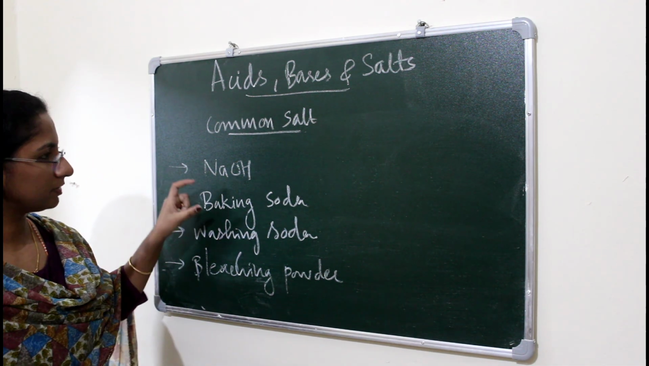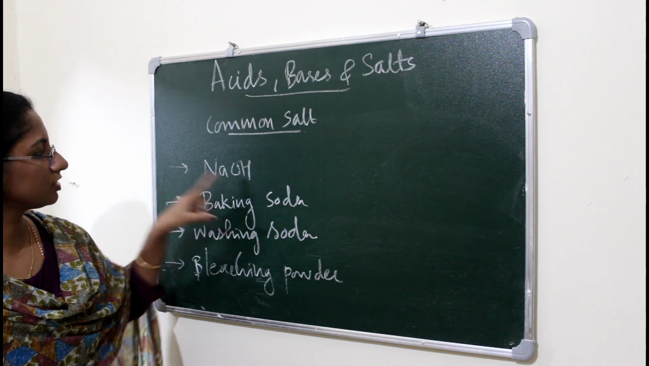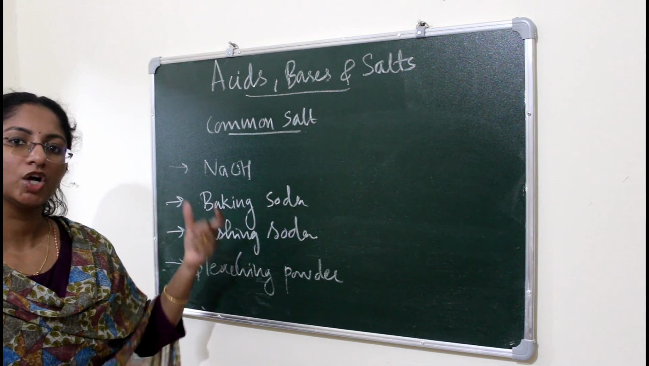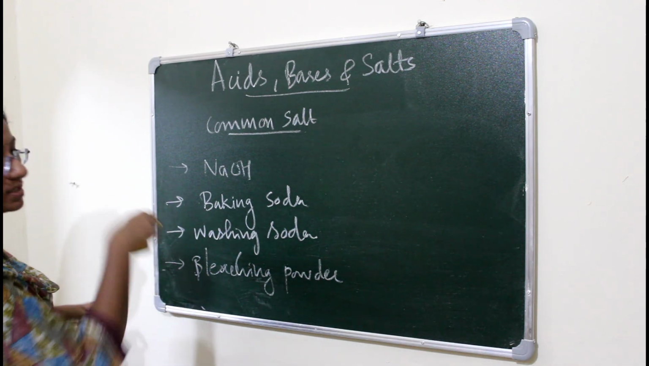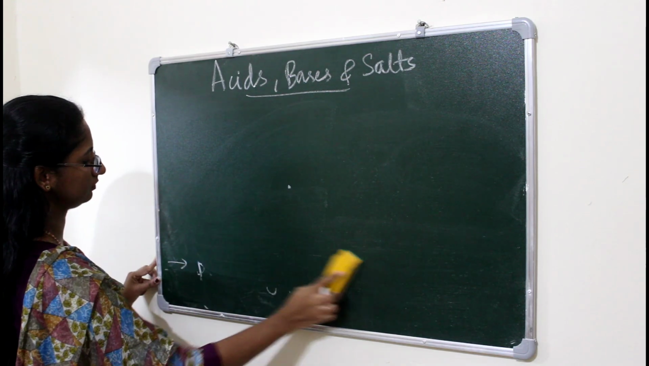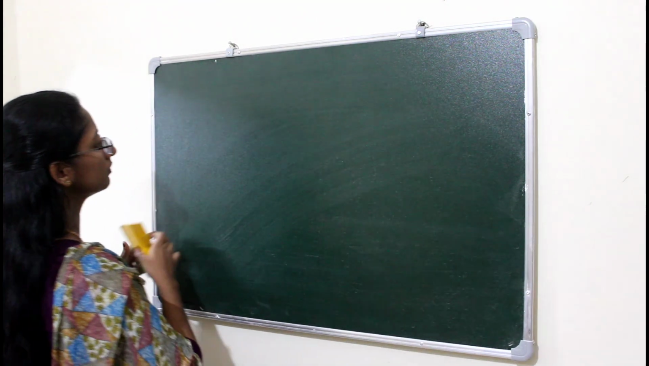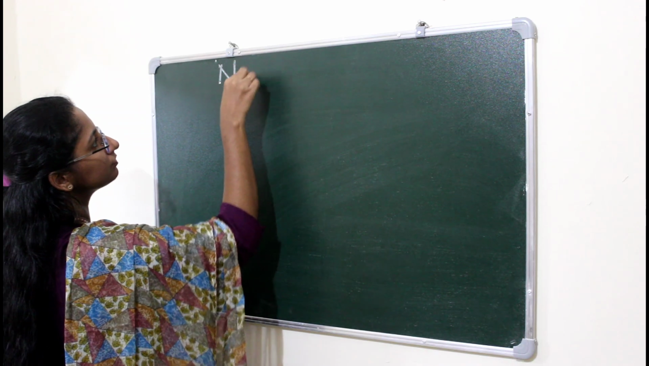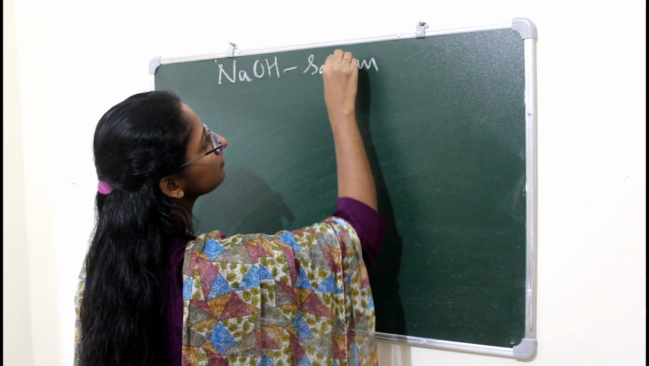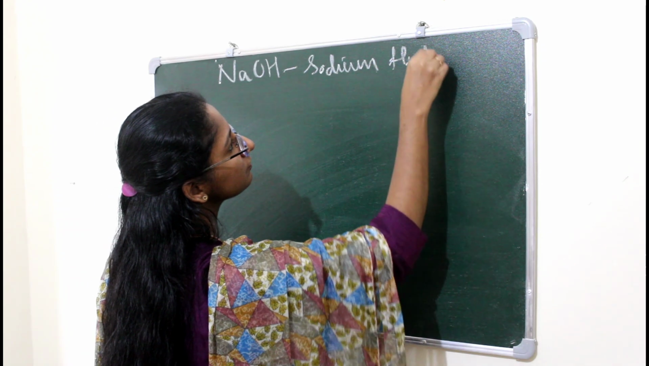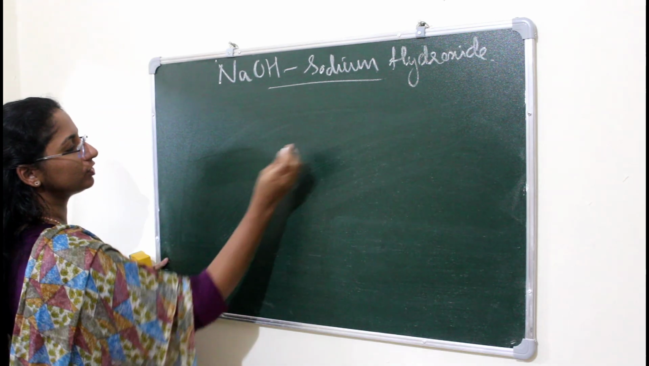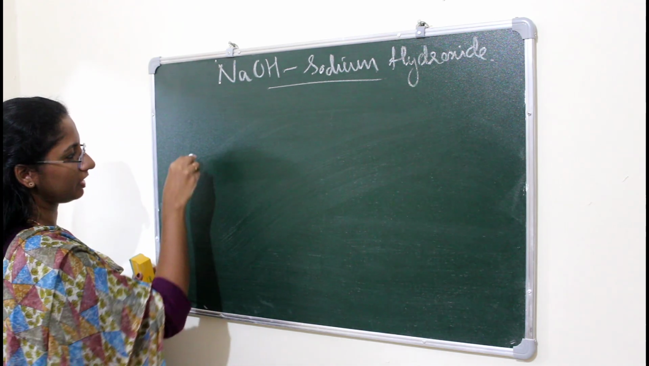From now on we will discuss each chemical, how we can prepare each of them from common salt. So the first one is sodium hydroxide. For this we can set up an experimental setup.